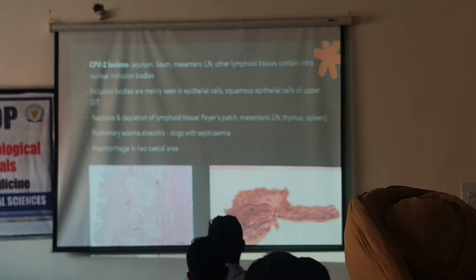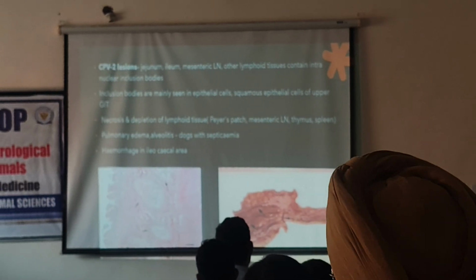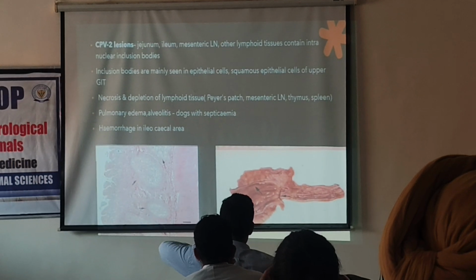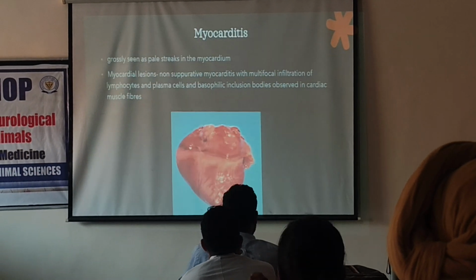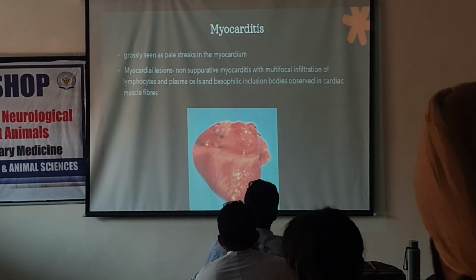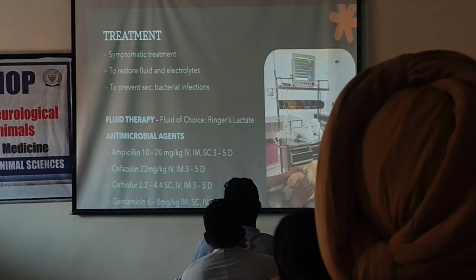In CPV, the jejunum, ileum, lymph nodes and other lymphoid tissue contain intranuclear inclusion bodies, necrosis and depletion of lymph nodes, and hemorrhage in the ileocecal area. In myocarditis, gross lesions are seen as pale streaks in the myocardium.